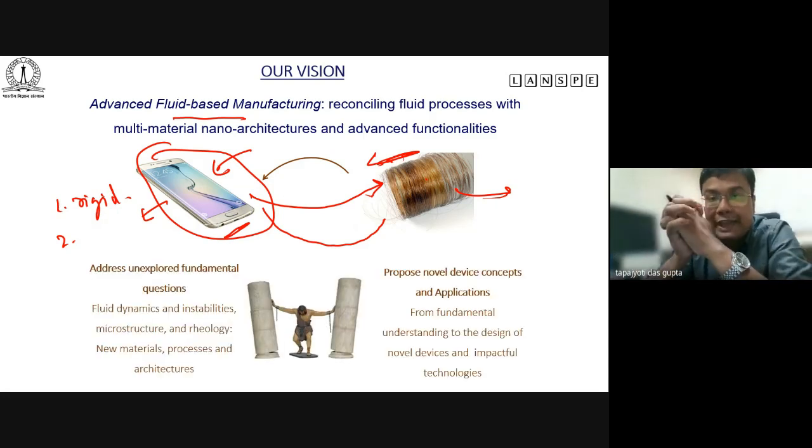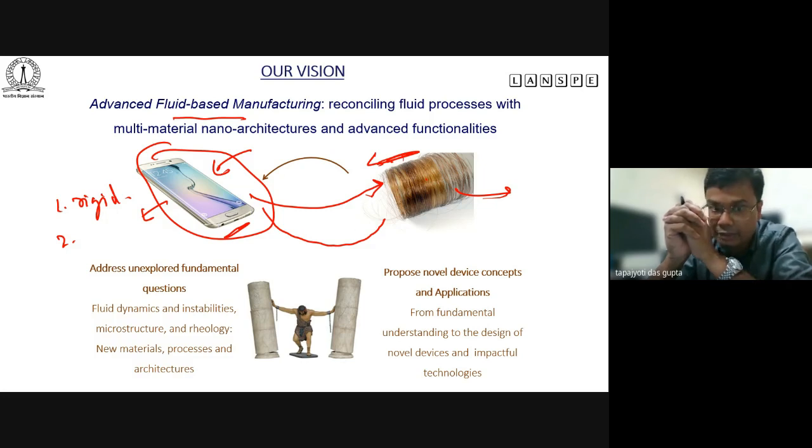And how do we address that? Of course, we do study fundamental material science and physics problems of fluid dynamics, instabilities, rheological problems of the materials, what specific microstructures we can make for specific applications, what new materials we can propose, what is the process technology and what new architecture. And when we address these fundamental questions, which is good for fundamental science, but for what applications?